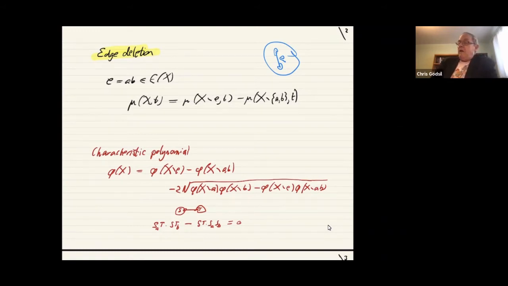Now, it's nice and quite convenient. And just to complicate things a bit, I decided to write down the corresponding recursion for the characteristic polynomial.